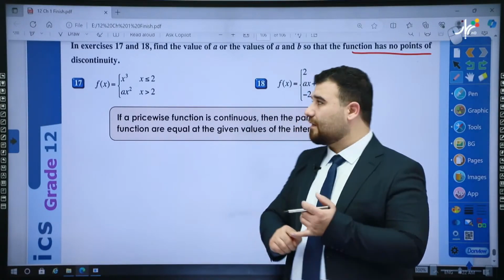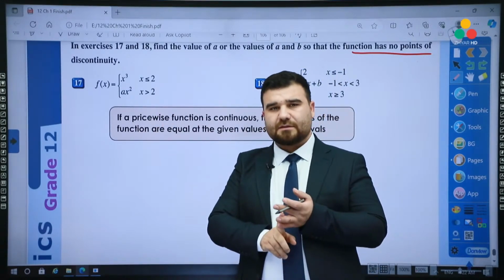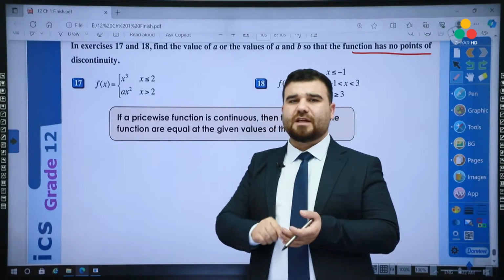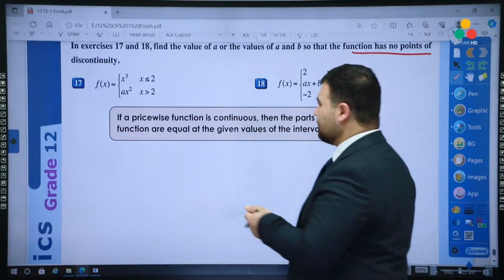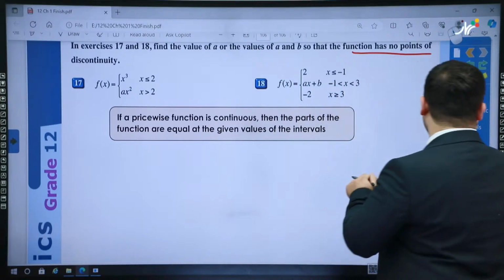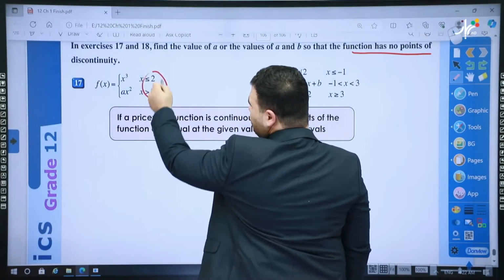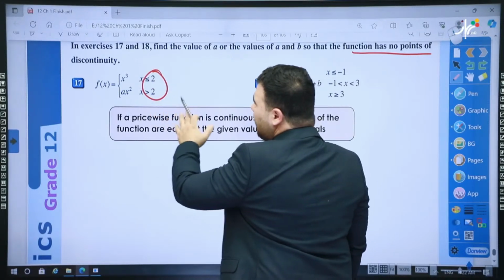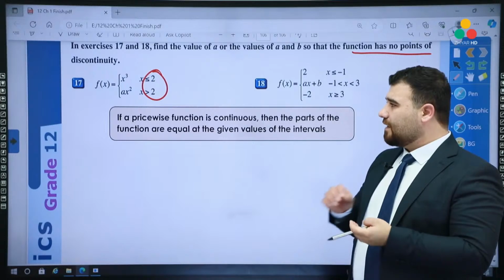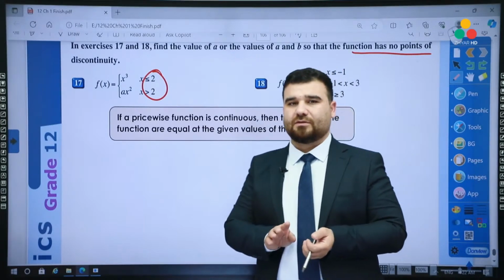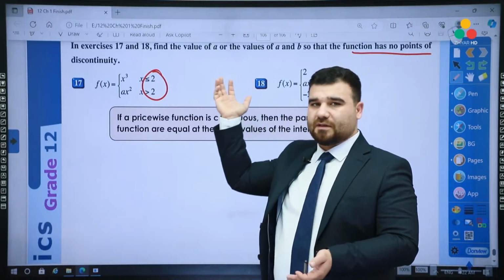The function exists at 2. The limit exists. The function and the limit are equal. Since they are equal, let's do this in an easy way. We only write, since it's about 2, then we work on 2. At all the other values, the function is continuous. It has no problem. If there is a discontinuity point, it should be at 2. And the question says it's not discontinuous, which means it's continuous everywhere.